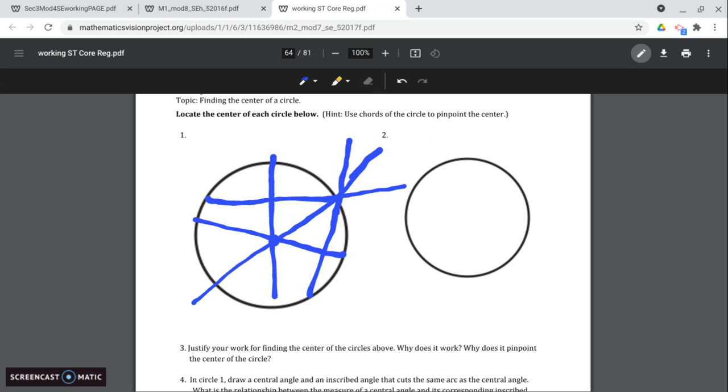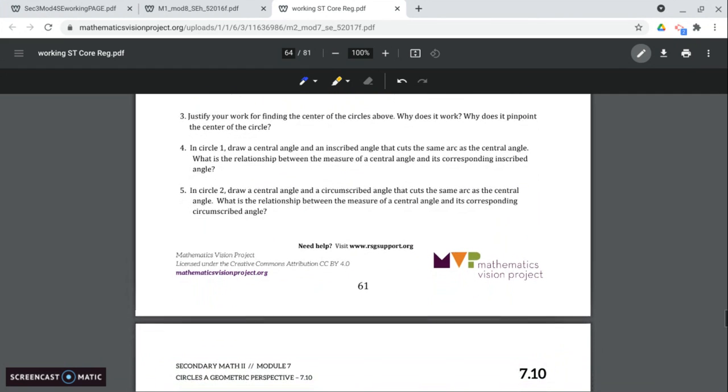You can also just take and find the diameter of the circle across, and then your center is in the circle where it crosses. So justify your work finding the center of the circles above. Why does it work? Why does it pinpoint the center of the circle?